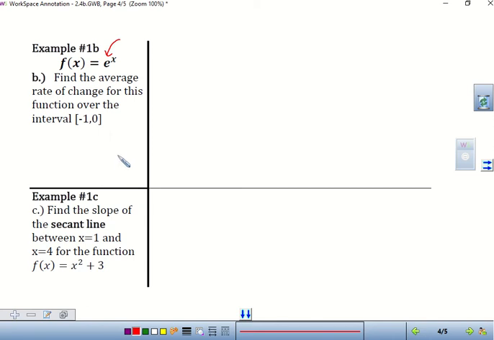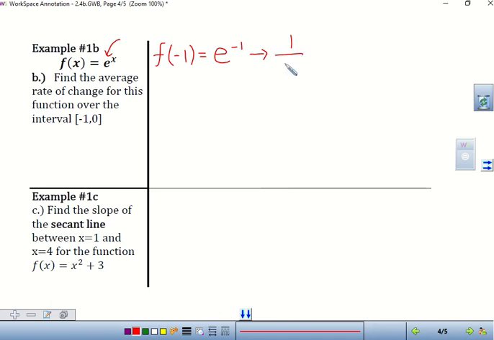Right. But we don't actually use it to calculate. We're not going to use it as a decimal. We're going to leave it as e. Okay. So we're gonna go ahead. So you just leave it as e? Yeah, you leave it as e. Okay. So we're going to plug in -1. We get e to the -1. Does anyone remember how we can make an exponent positive?